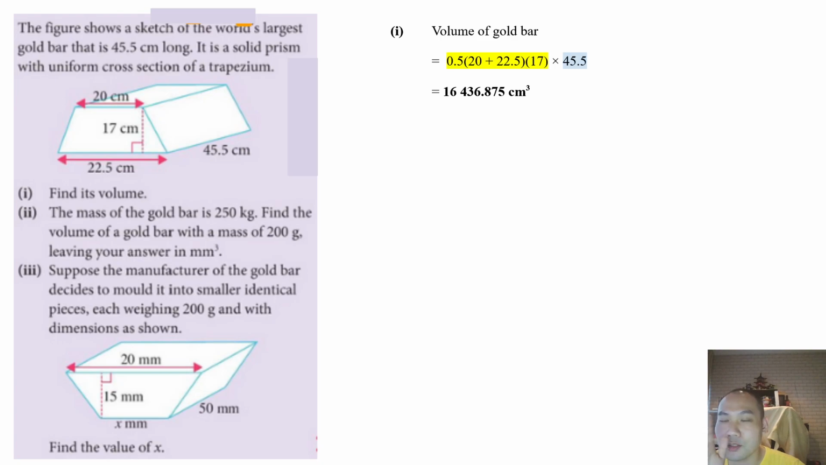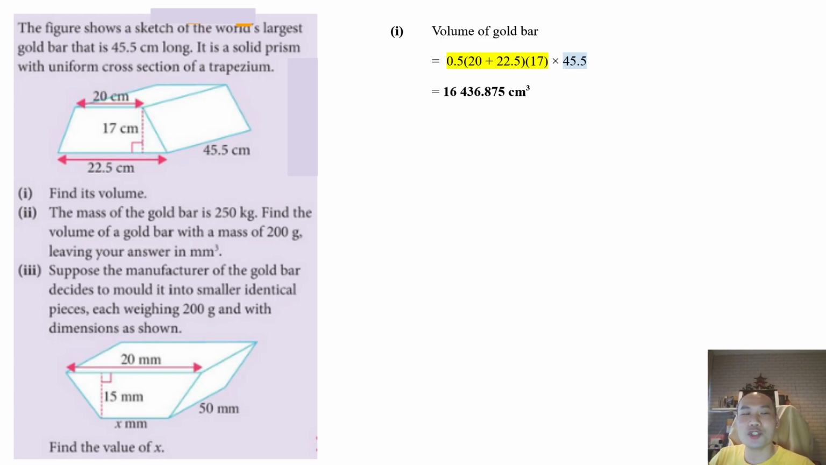In part 2, I need to give you a caution, because if you're not sensitive enough to such stuff, it's quite easy to make a mistake here. What am I talking about? I'm talking about the units. The mass of the gold bar is given in the question as 250 kilogram, but the mass whose volume they want you to find is 200 grams. Kilogram and grams are not the same.